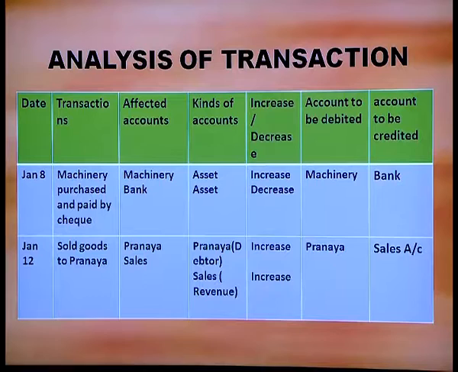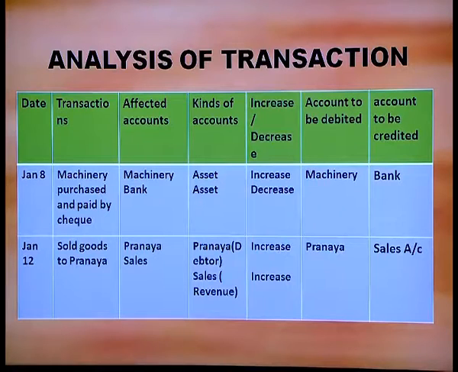Machinery will come under asset account. Bank also will come under asset account. Rule for asset account: debit when there is an increase in the asset, credit when there is a decrease in the asset. Machinery is increasing, bank is decreasing. So, machinery account is debited and bank account is credited.